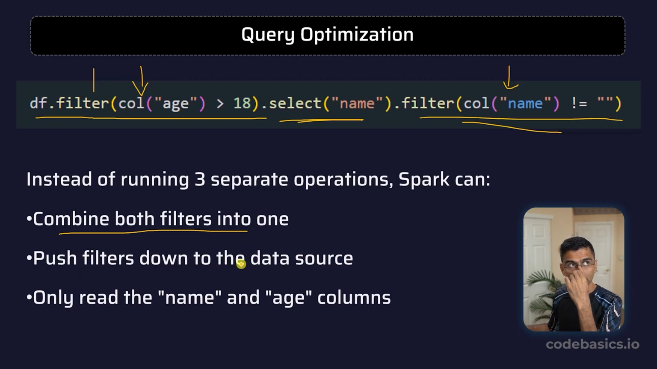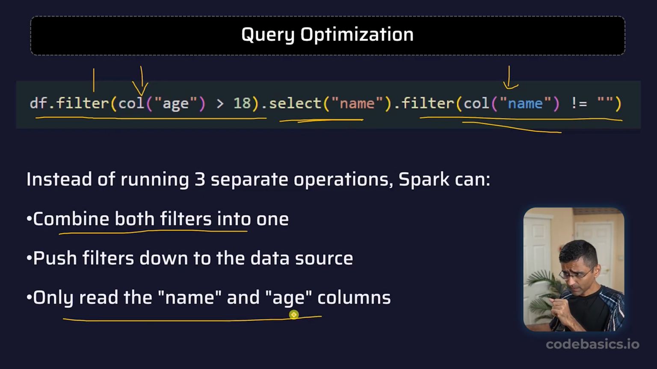So let's say when you are creating this data frame, right at that time, you can apply this filter. So instead of reading like 10,000 records, you are reading maybe 200 records from the disk. Then only read name and age columns. Let's say this data frame, when you're reading from disk, it has 40 columns. But in my code, I'm using only 2 columns, age and name. So in that case, I can optimize on these columns.